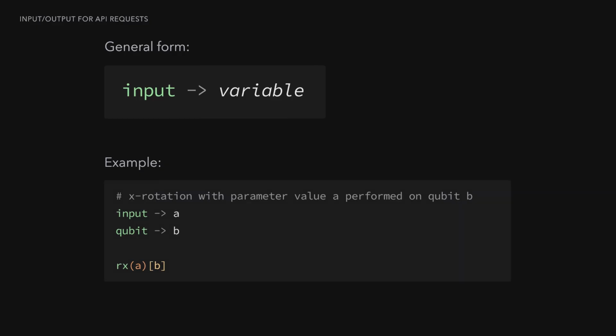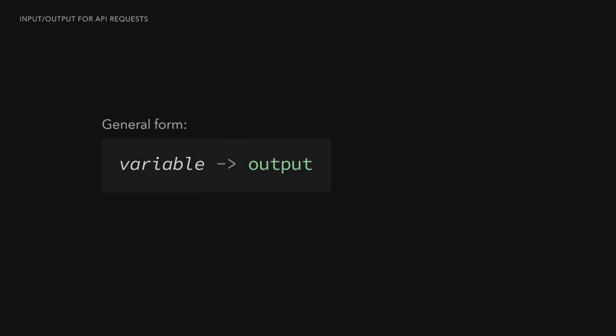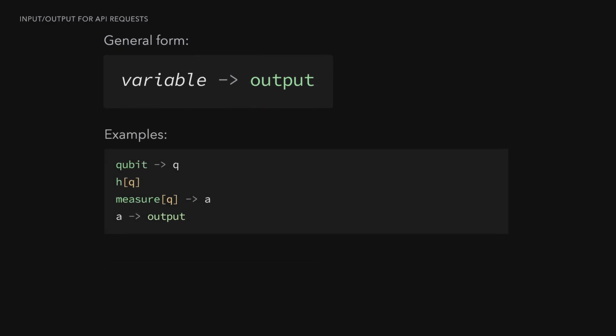In this example, we assign the input keyword to a variable a. The value of a sets the rotation angle of an Rx gate that we apply to a qubit whose address is variable b. You can use output to return variables and results from anywhere in the program, available as an API request. In this example, we initialize, transform, measure a qubit, and return the measurement result as the output.